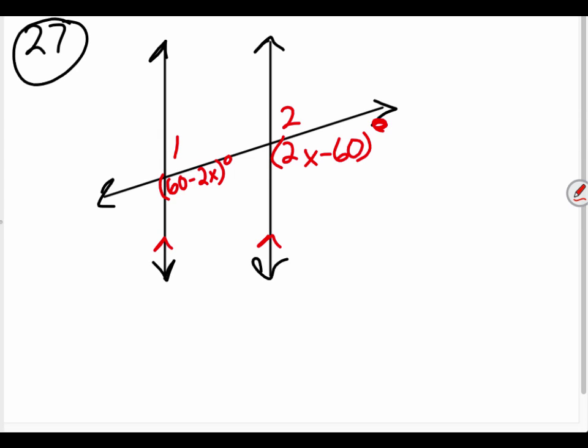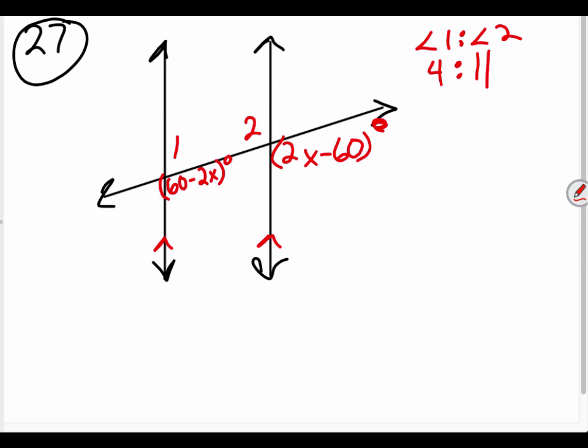So suppose angle 1 and 2 are in a 4-to-1 ratio. So what they're saying is angle 1 to angle 2 is a 4-to-1 ratio. Oh, you know what? I wrote the 2 on the wrong side, didn't I? Is it 4 to 11? 4 to 11. Okay. Find their measures.